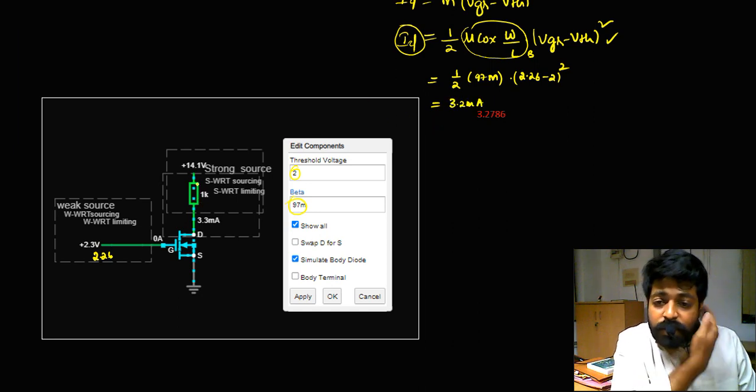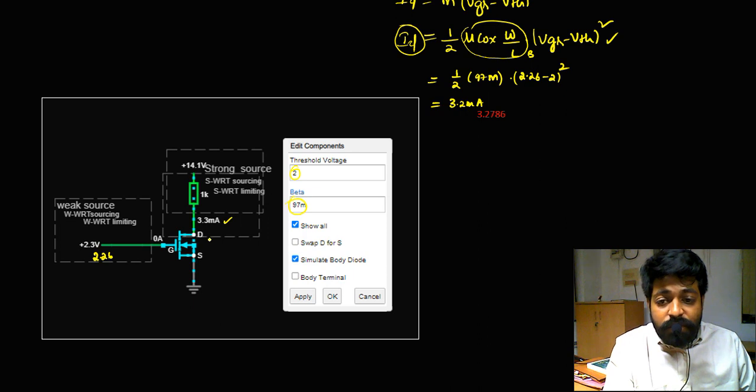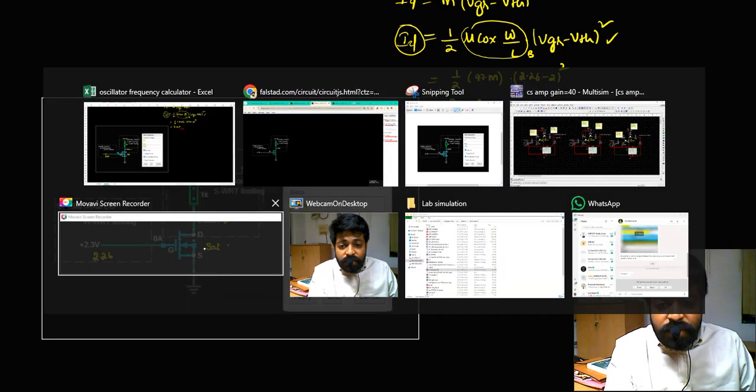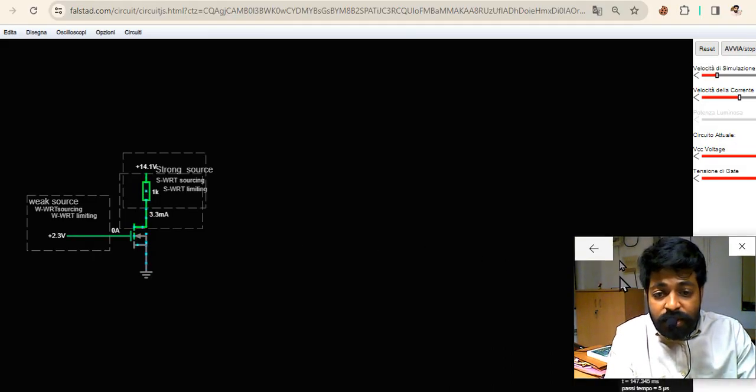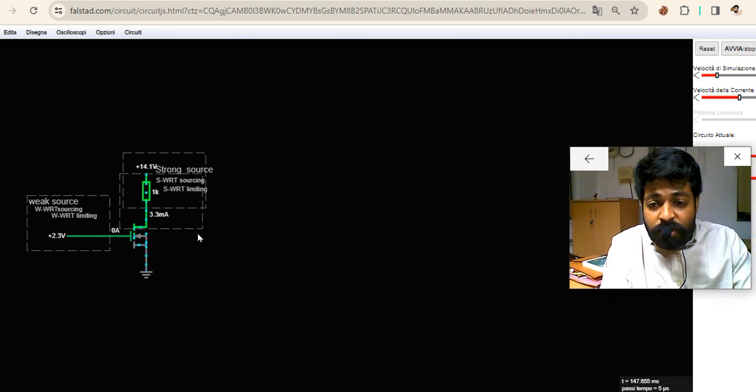But the biasing circuit is able to provide 3.3 milliamperes. So the transistor is getting more than the expected current. He is expecting 3.2 but getting 3.3. So for sure it will have the voltage controlling current device mechanism, and the transistor will be operated in the saturation region. Let us verify that. If I keep my cursor on the transistor, it will show the region of operation.